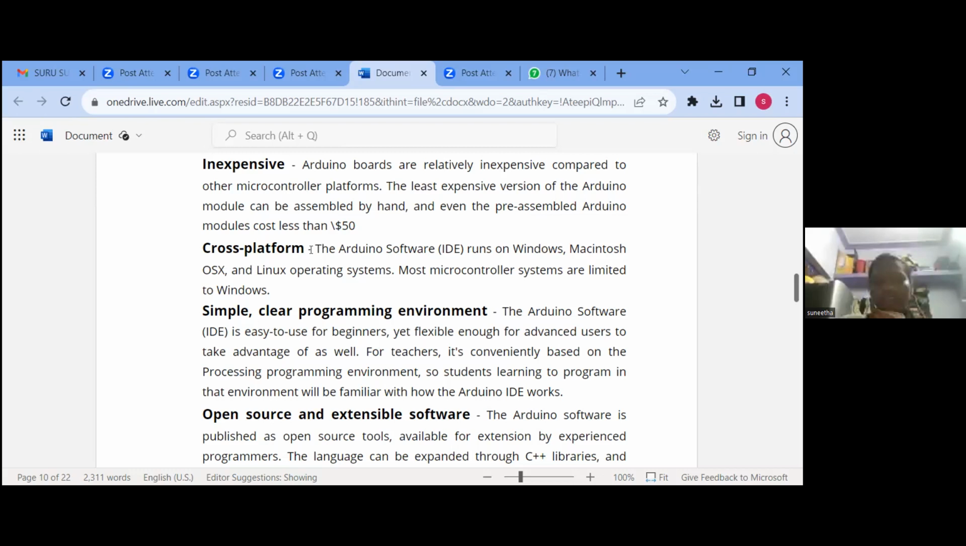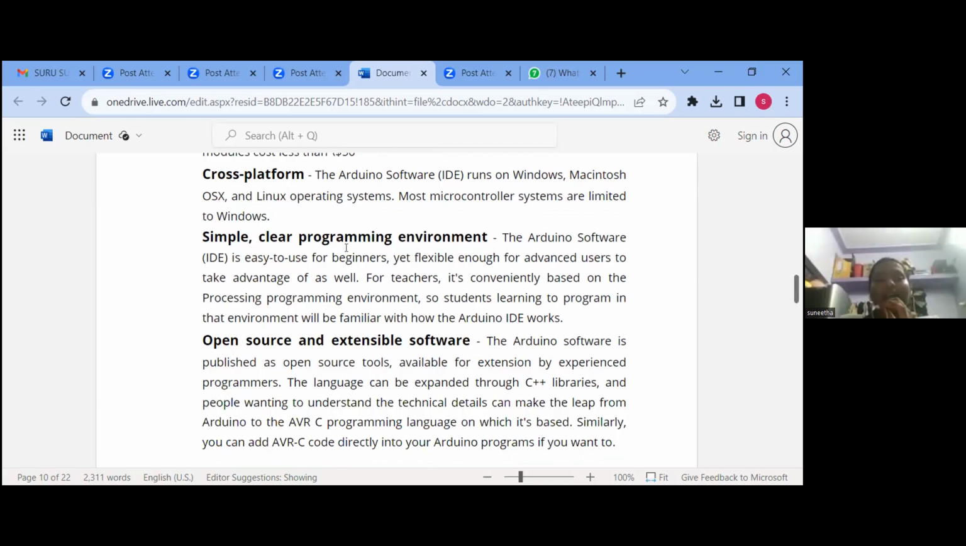And cross-platform. Cross-platform is nothing but Arduino is not limited to Windows. It can be used on Linux. It can be used on Macintosh OS X, and this can be used on any platform. Simple and clear programming environment. We can easily give instructions to the Arduino by using simple languages, and if you know any programming language, we can easily code the Arduino in whatever way we require.